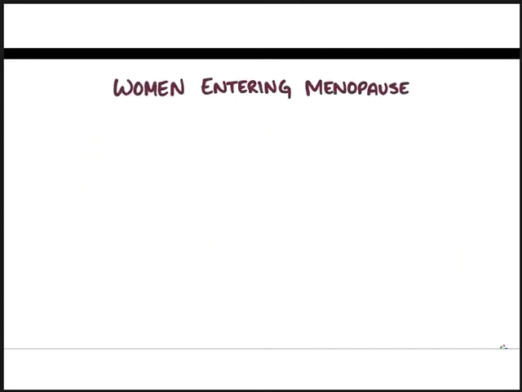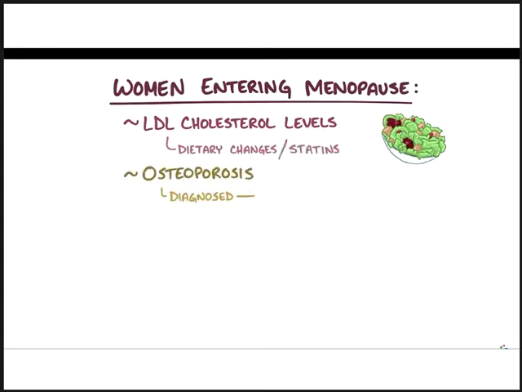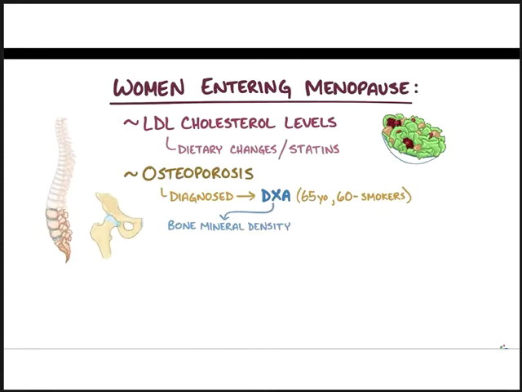So women entering menopause should have their LDL cholesterol levels checked, and if high, dietary changes or medical therapy with statins may be required. Osteoporosis is diagnosed using a dual energy X-ray absorptiometry, or a DXA, test. And screening should start at 65 in the general female population, and 60 in smokers. This test measures bone mineral density at different sites throughout the body, like the lower spine and hips, and results come back as a T-score and a Z-score. A Z-score lower than 2.5 standard deviations at any site confirms osteoporosis.